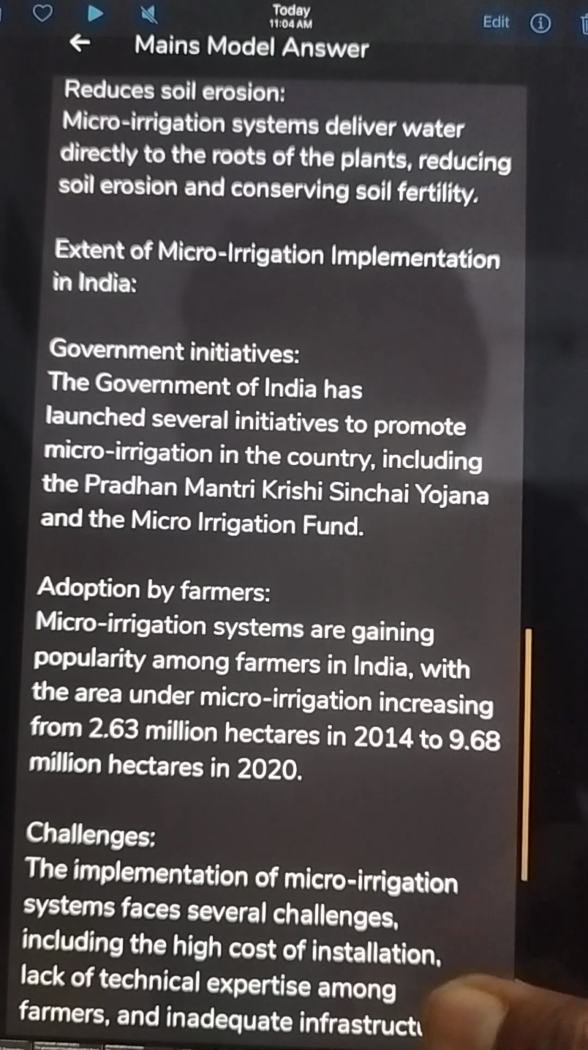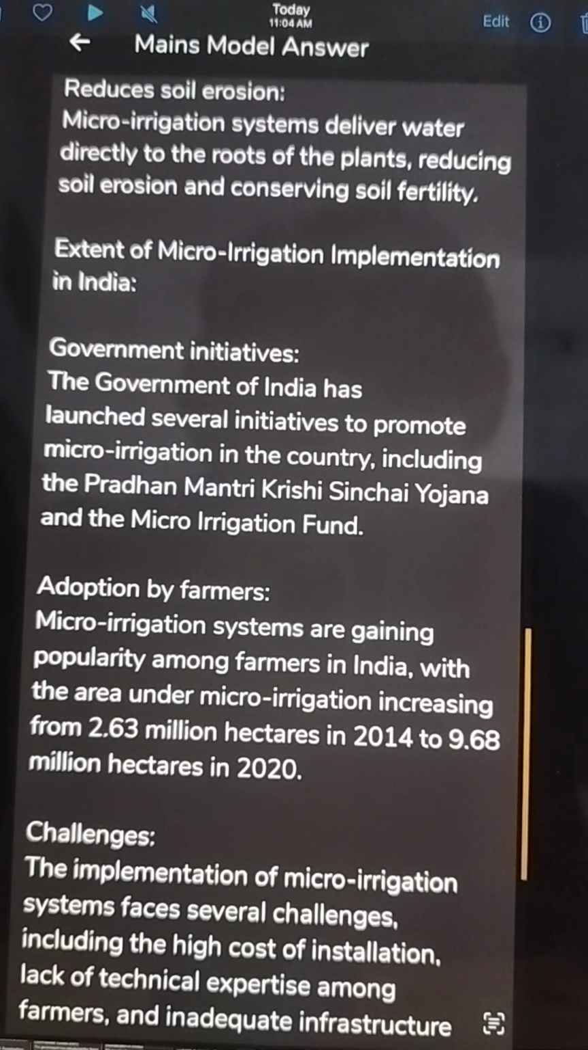Then comes extent of micro irrigation implementation in India. First, government initiatives. The Government of India has launched several initiatives to promote micro irrigation in the country, including the Pradhan Mantri Krishi Sinchai Yojana and the Micro Irrigation Fund. Adoption by farmers. Micro irrigation systems are gaining popularity among farmers in India, with area under micro irrigation increasing from 2.63 million hectares in 2014 to 9.68 million hectares in 2020.